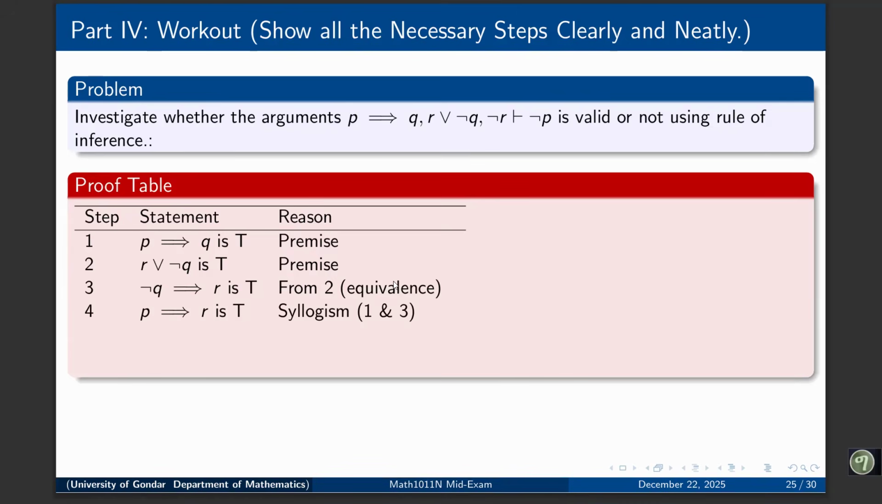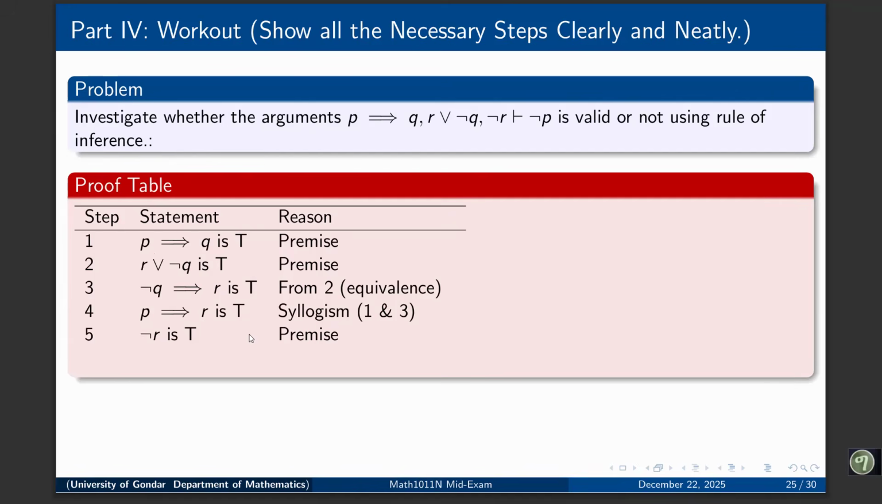And the third one, P implies R is true. P implies R follows by syllogism, that is just transitivity. We have in the first case P implies Q, which is true. And we have negation of Q implies R. We have P implies Q and negation of Q implies R. Therefore, P implies R must be true. That is the rule of syllogism.